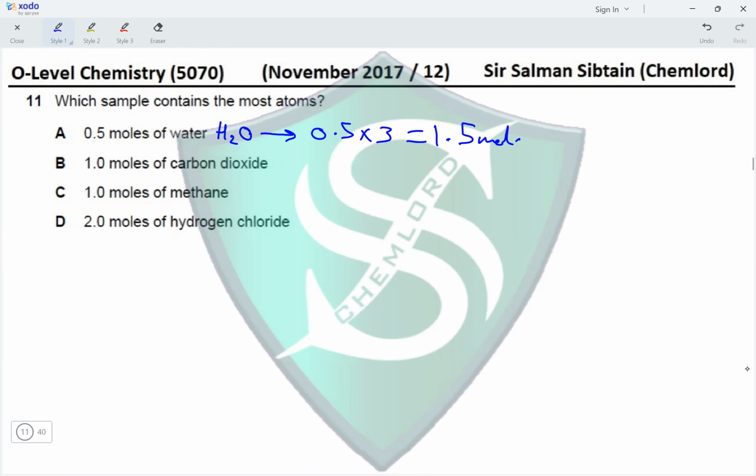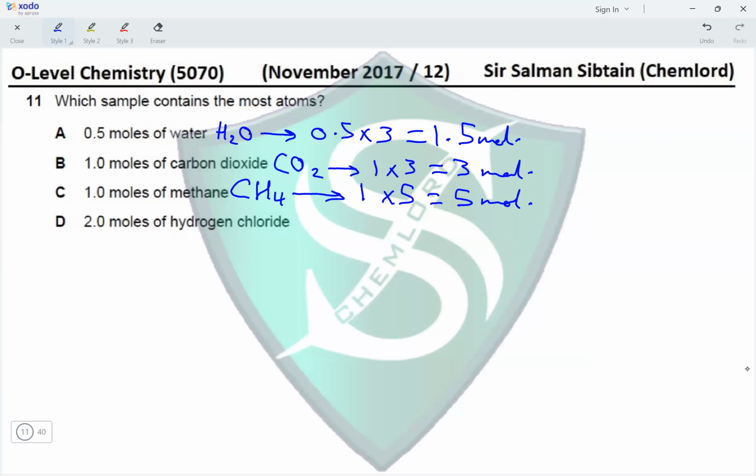The next one is 1 mole of carbon dioxide. So carbon dioxide is CO2. Therefore, 1 into 3, because there are 3 atoms present, is equal to 3 moles of atoms being present. Next, we have methane. Methane is CH4. So in total, there are 5 atoms present. 1 mole into 5 atoms is equal to 5 moles of atoms.